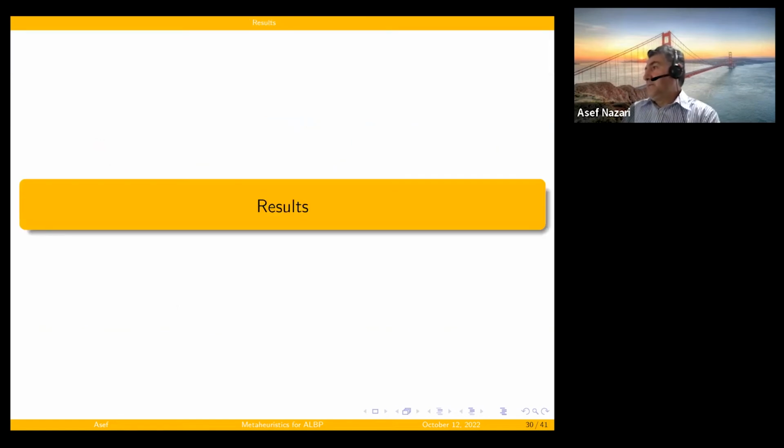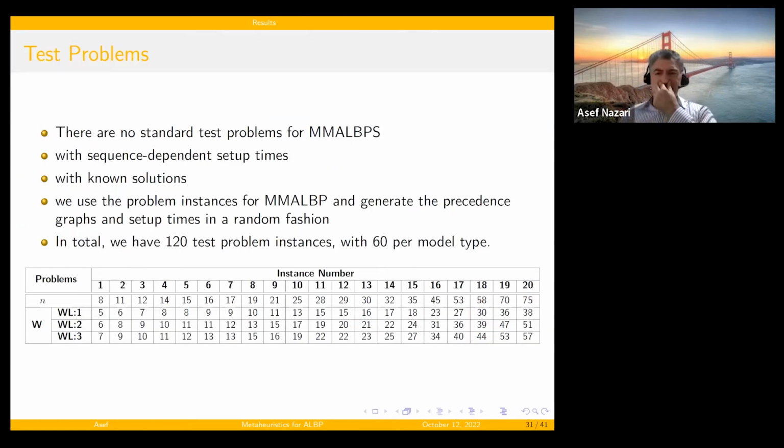So some results. First, I would like to tell you about test problems. One problem with newer versions of the assembly line balancing problem is we generally don't have standard test problems. For some problems we have, and that makes everything easier to compare. But for others, when you check the publications, they have their own version.